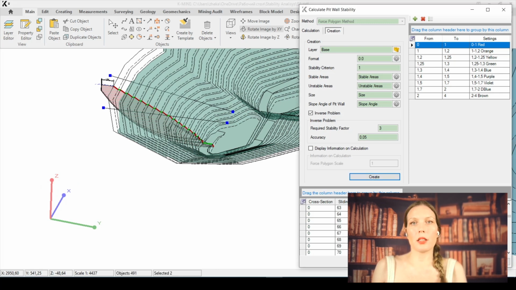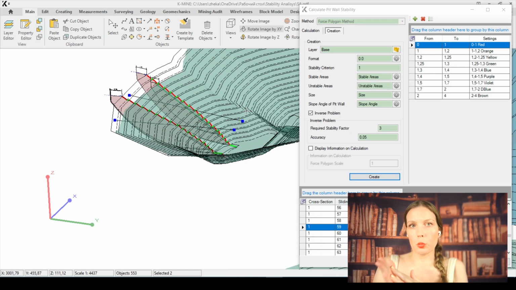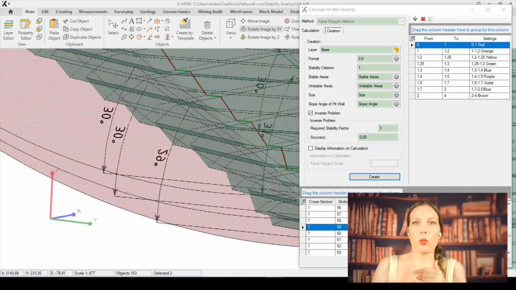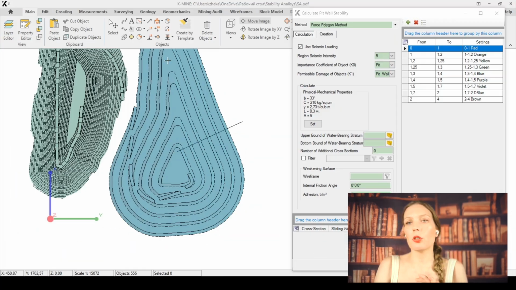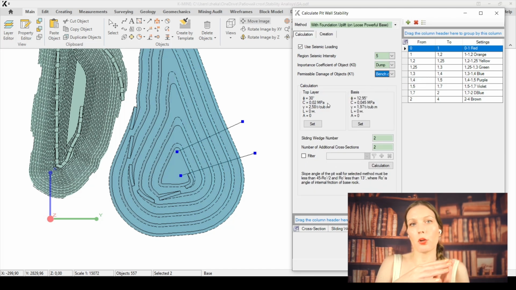Classical LEM techniques, such as those by Fellenius or Bishop, differ in mathematical assumptions, but they arrive at the same goal, computing the factor of safety. For rock slopes, specialized schemes apply, like wedge failure or planar sliding analysis. In the case of wedge failure, a block is bounded by two intersecting fractures, and in the case of planar sliding, the mass slips along a single inclined plane, for example, a weak bedding layer.